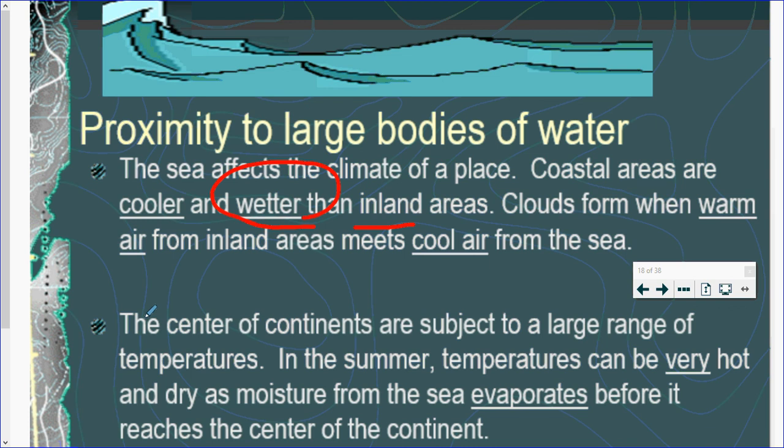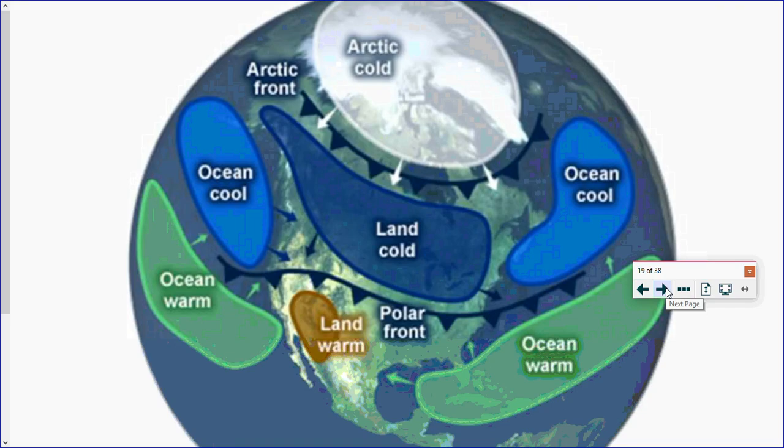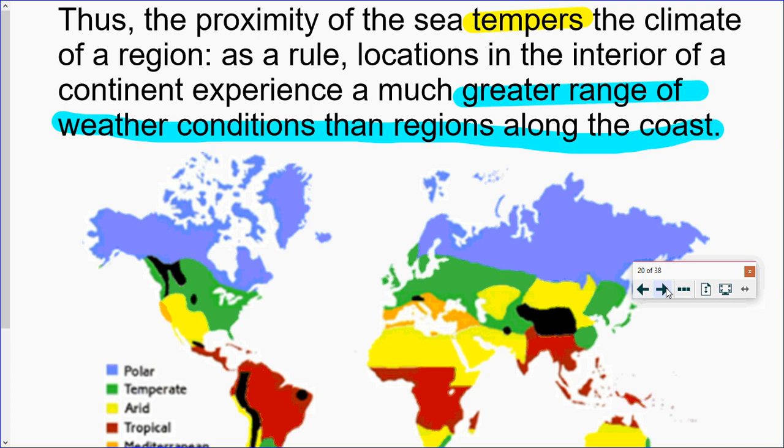Obviously, if a region is by a major body of water, there'll be more evaporation and more moisture that can rain there. That's simple. The other thing that it does is what I call tempering. It tempers their climate, or it kind of regulates the climate. It creates a very small range of temperatures. And so if a place is by an ocean, it has a very small range of yearly temperatures.